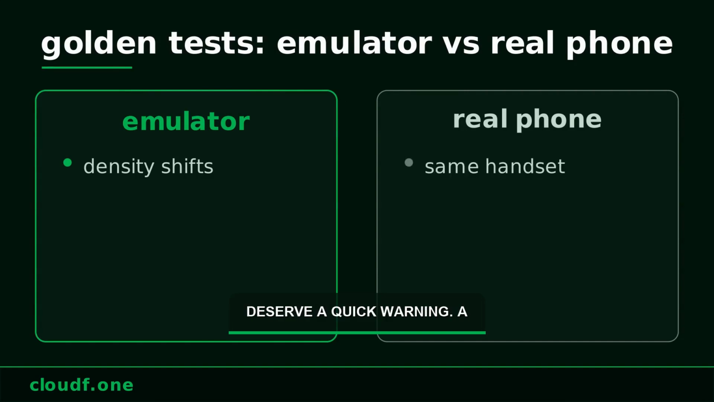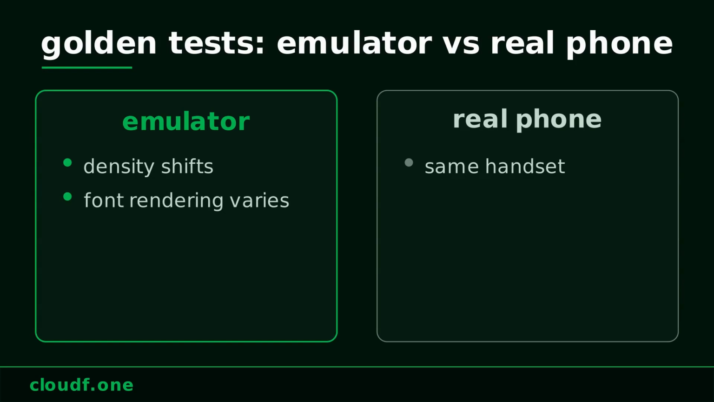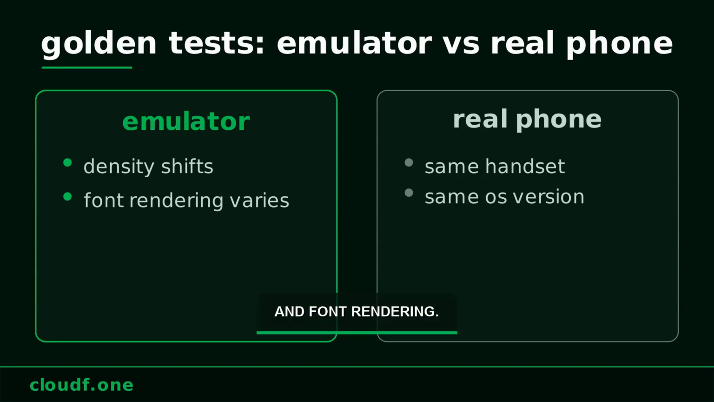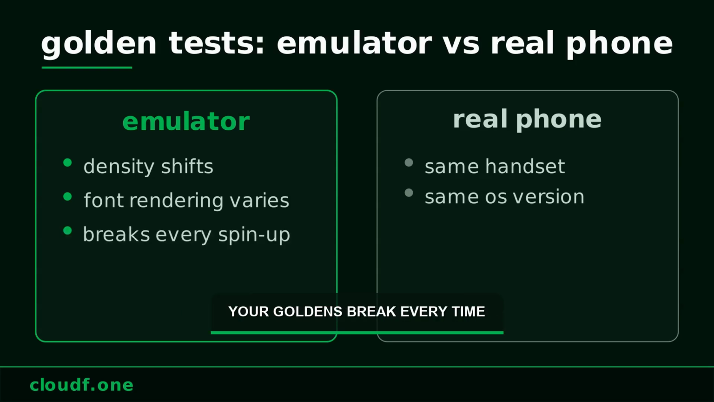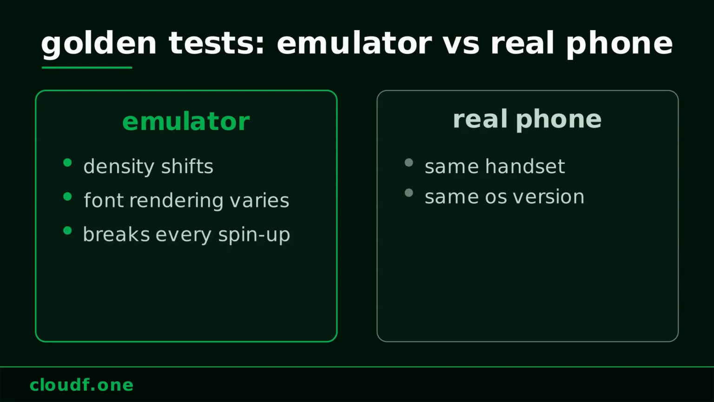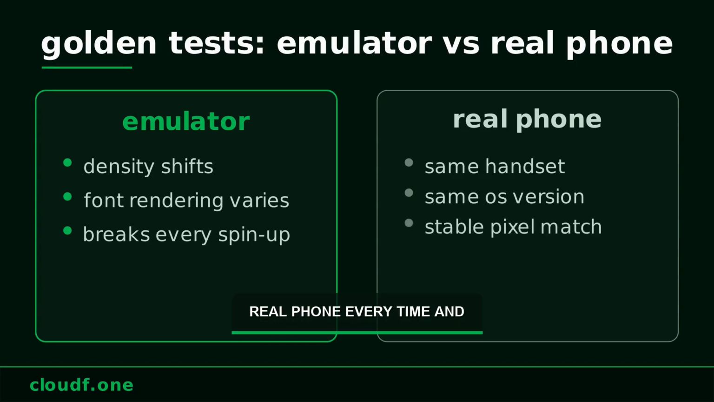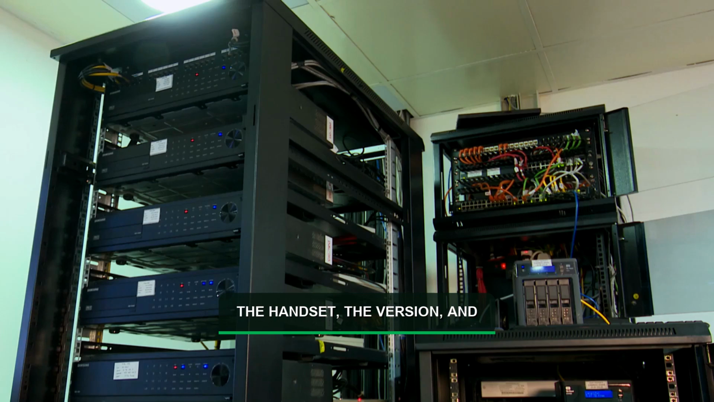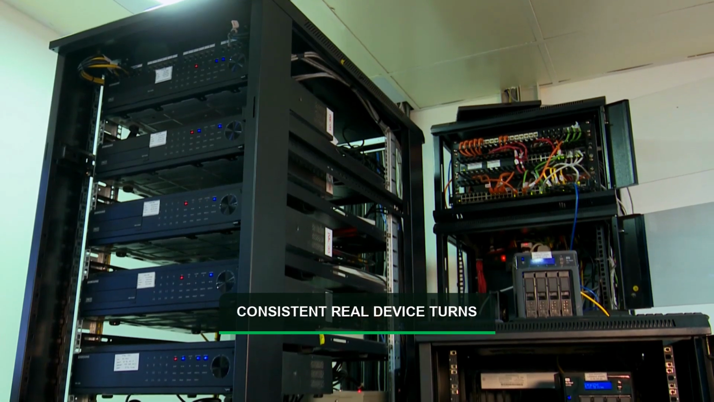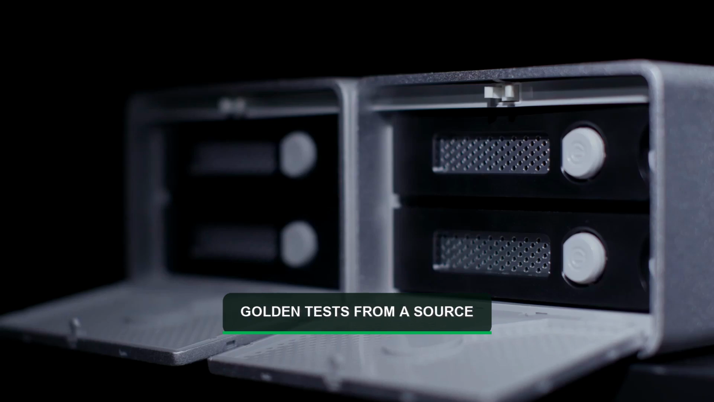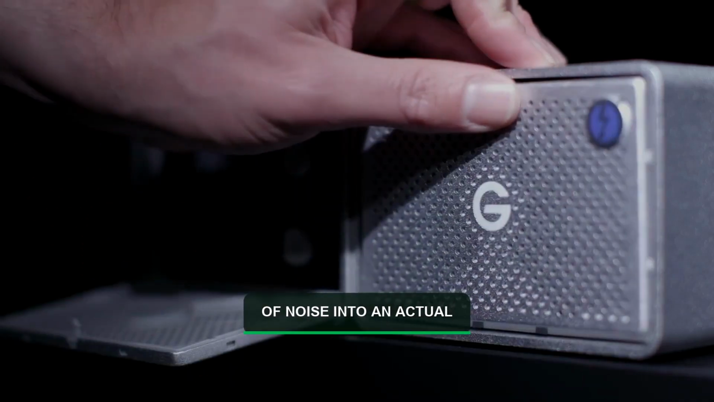Golden tests deserve a quick warning. A golden test renders your UI and compares it pixel for pixel against the saved image, and those images differ by screen density, Android version, and font rendering. Run them against whatever emulator happens to spin up, and your goldens break every time the environment shifts. Run them against the same real phone every time, and the comparison is stable because the handset, the version, and the renderer stop moving. A consistent real device turns golden tests from a source of noise into an actual signal.